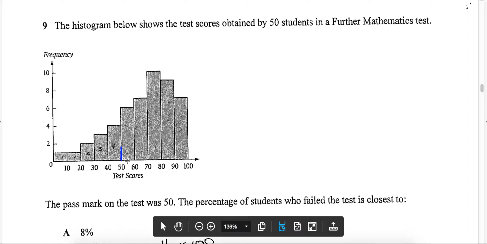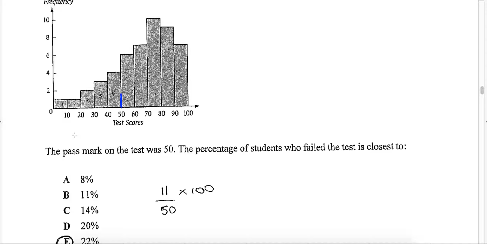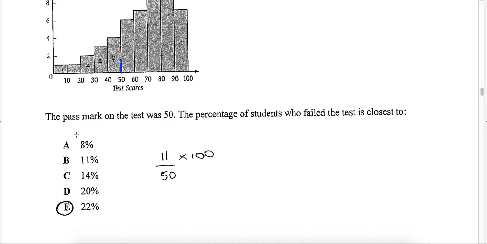So again, I just need to tally up to begin with. So I've got about, looks like 4. This is discrete data, so it should be exactly. So you're talking about the number of students. So I've got 4, 3, 2, 1 and 1. So you've got 11 out of the 50. So that's 22%.